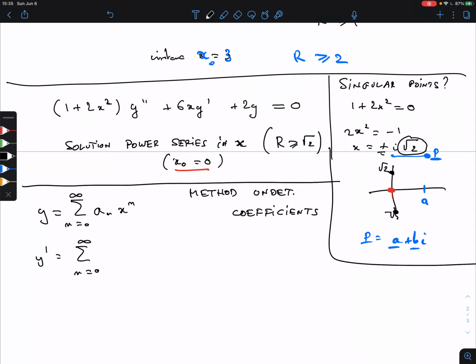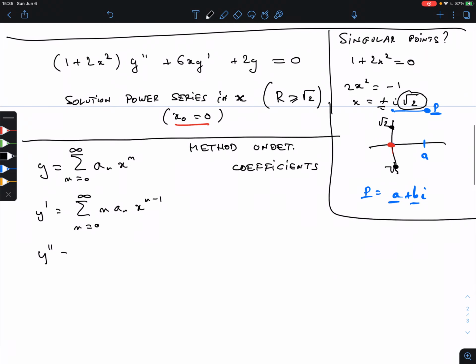So what is the derivative? Well, that is n a_n x^(n-1). We might have to shift or we might not have to shift. You'll see what happens. For y double prime, take one more derivative, that's the summation from n equals 0 to infinity of n times n minus 1, a_n, x to the n minus 2. Okay, and now we plug this in.